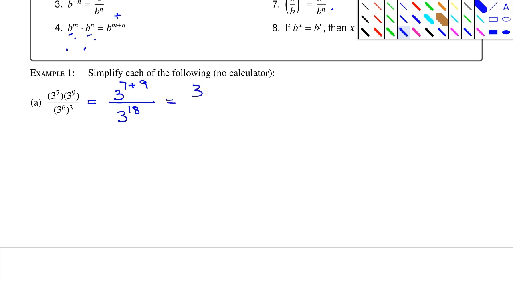Let's simplify by finding the sum of 7 and 9. That's 16. And then there's a couple of ways to do this. Technically, based on our rules, you should do it this way. You should say, well, since I'm dividing, I really take 16 minus 18. And now this is equal to 3 to the negative 2. And we have a rule that says if we have a negative exponent, we can send that to the bottom. And we get 1 over 3 squared, which is 1/9.